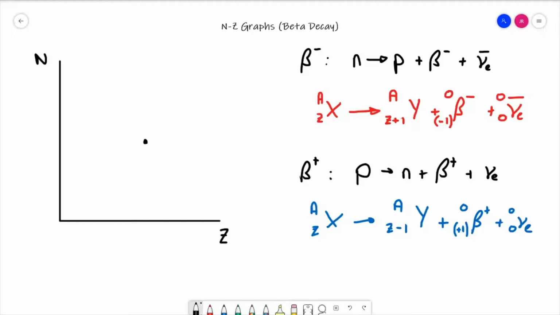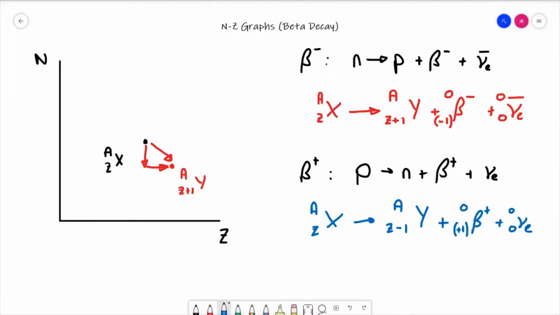So let's have a look at what that does on the NZ graph. If we start in the middle here, we'll just have AZX as our general nucleus. When we decay by beta minus decay, the first thing that's happening is that we're losing a neutron. So we will drop 1 step on the N axis, on the vertical axis. We are gaining a proton though at the same time, so we move 1 step to the right. Our daughter nucleus then ends up in that position there, so that will be our daughter nucleus A, Z plus 1, Y.